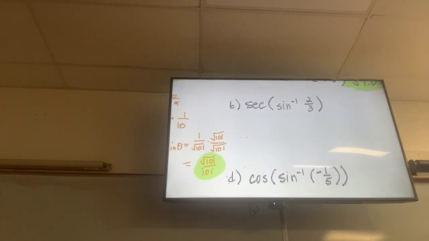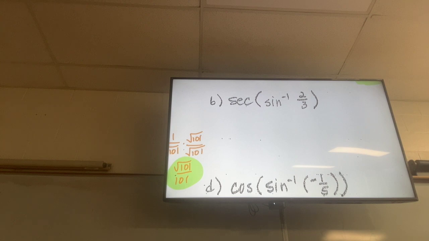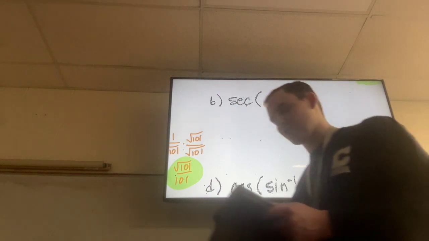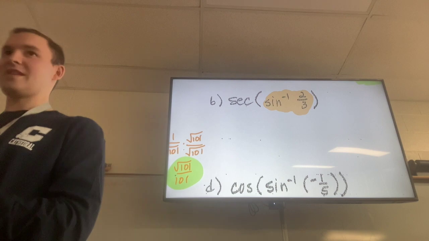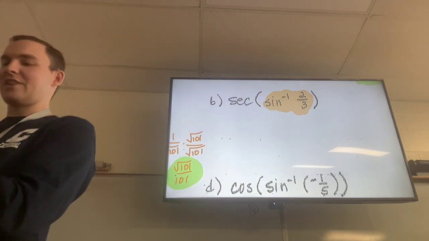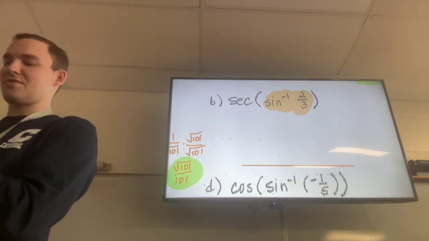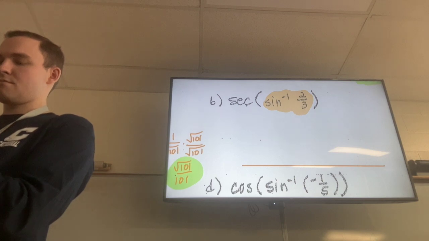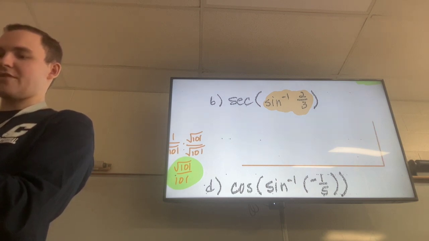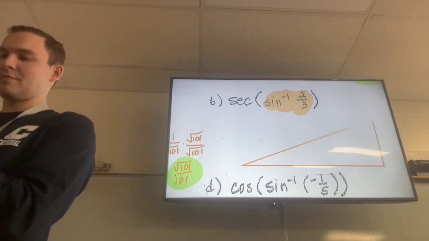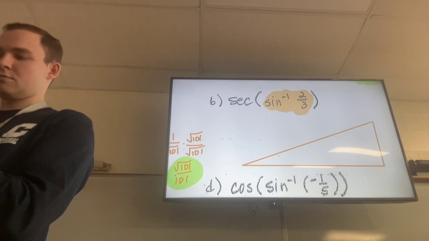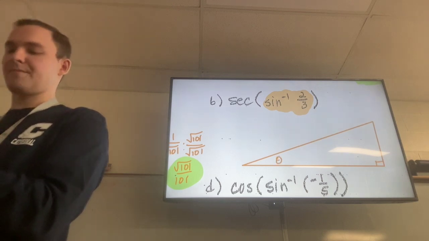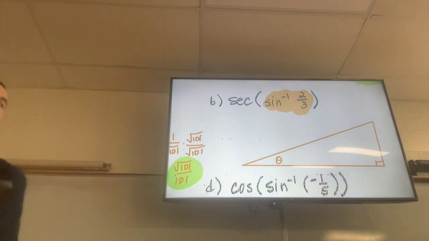All right, B. We want the secant of the angle whose sine is 2/3. The angle whose sine is 2/3. What can I do? All right, catching on yet? No? Okay. I can draw a right triangle. Is that a 360? I don't know. It doesn't need to be. It could be. Like 2/3. So we're going to put theta here.